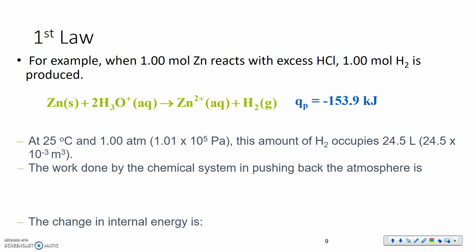So let's say we have this reaction. 1 mole of zinc and 1 mole of hydrochloric acid, you're going to form hydrogen gas. The heat of this reaction has already been tabulated, 153.9 kilojoules of heat. What we also need to figure out is how much work this system does, because we form a gas. So we know what the pressure is, and we know the volume.